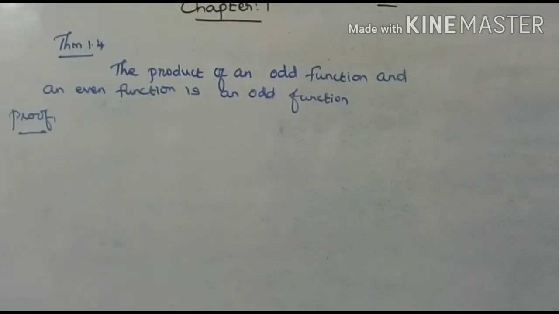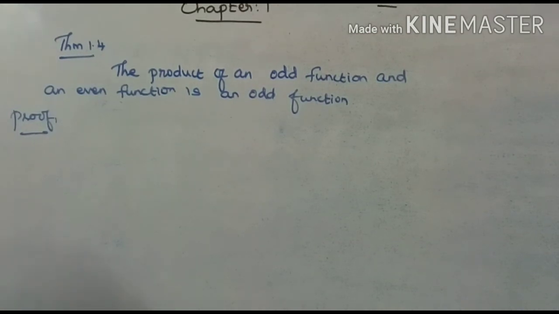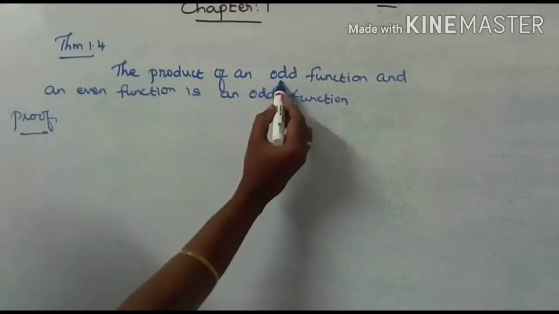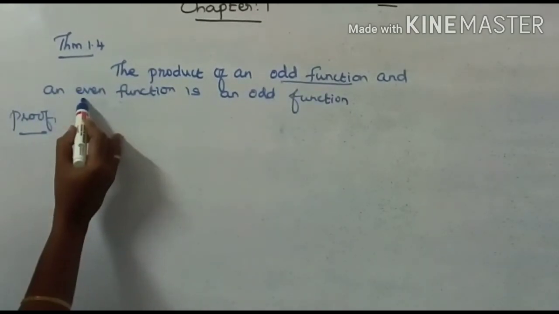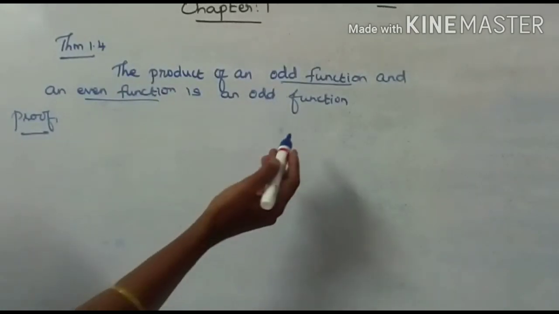Listen to the next theorem, Theorem 1.4, on page number 37 of your book. The product of an odd function and an even function is an odd function.